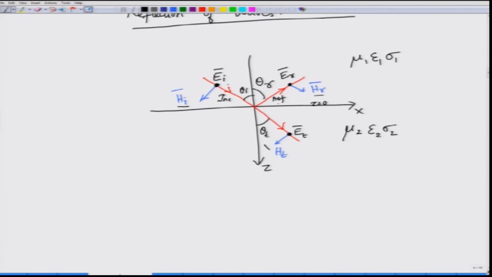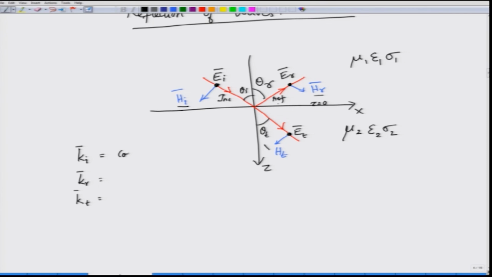Now, what we want to write down is the expression for the incident wave vector, the reflected wave vector and the transmitted wave vector, or the propagation constant k, right. What would be this ki for the incident wave? This is making a certain angle theta i. So, there will be a component along plus z and plus x, correct.